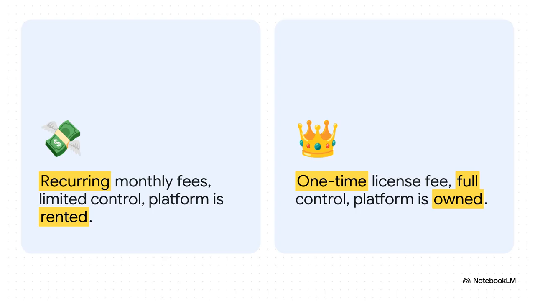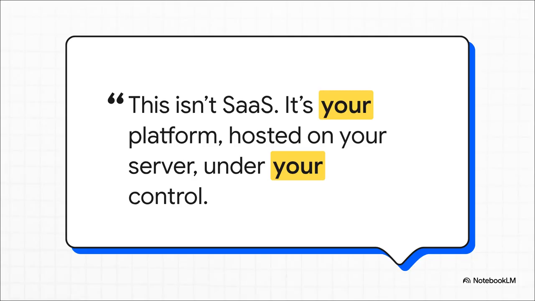But on the right, you see the Investocc model, a one-time license fee. That's it. After that, you own it. You have full control. It's a business asset, not a monthly bill. And this quote just says it all, doesn't it? This isn't SaaS. It's your platform, hosted on your server, under your control. That distinction, that one idea, is everything. It's the difference between being a tenant and owning the whole building.